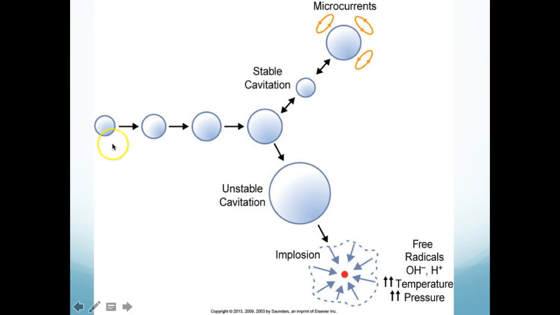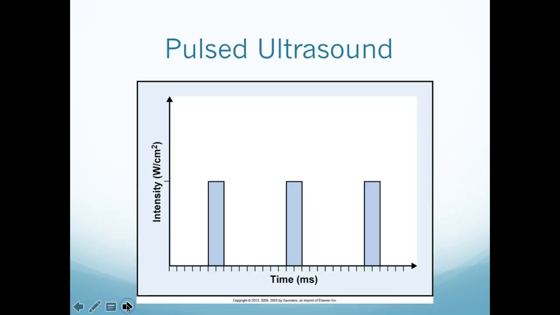Okay, and so this is showing what happens when you have stable cavitation and how it rings around. And if it's unstable, you get those free radicals and it can implode. And that's the other reason why you want that sound head to stay intact.